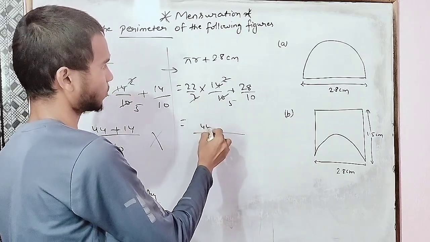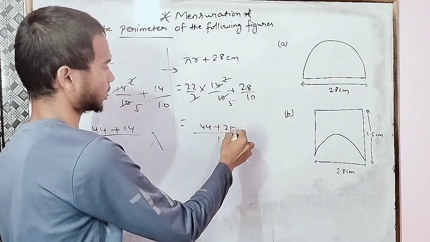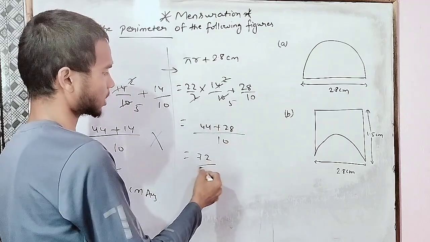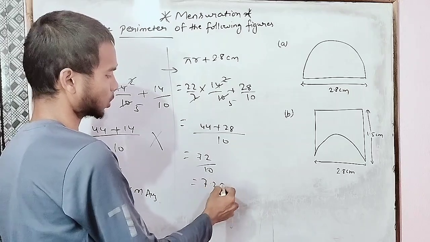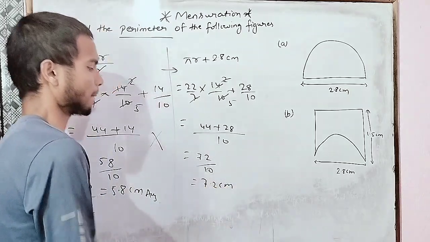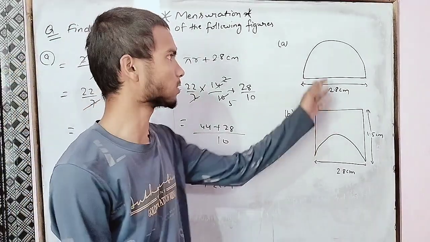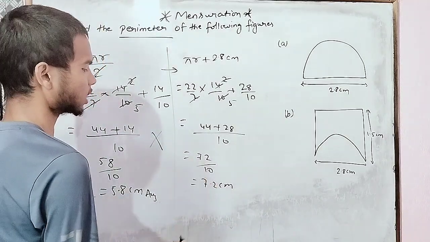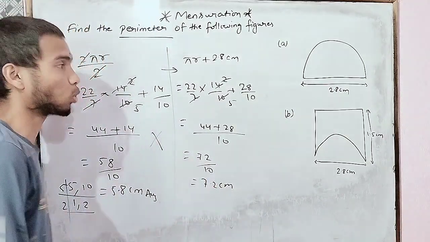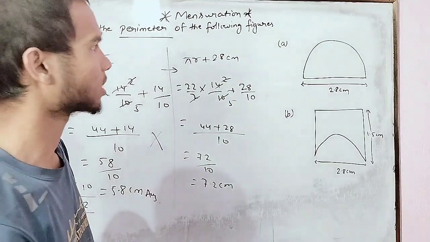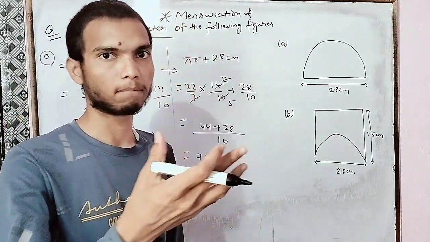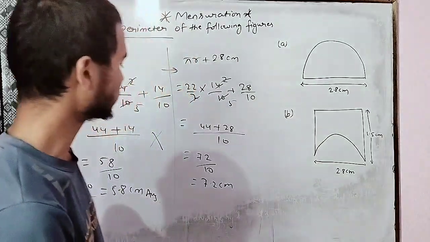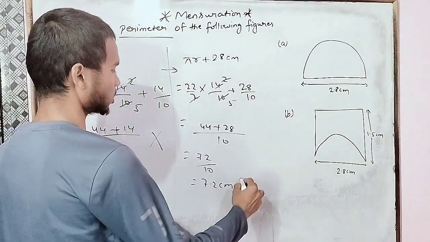Here 44 by 10 and here 28 by 10. So 7.2 is the total measurement of the circumference. So 7.2 centimeter is the total distance, otherwise you can say the measurement of the circumference of this figure. How much? 7.2 centimeter. So this is right.